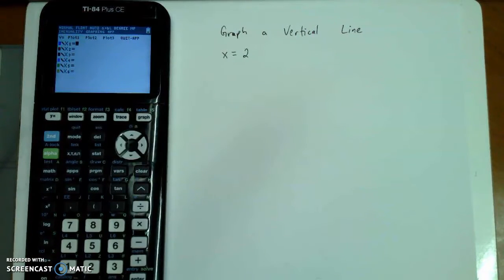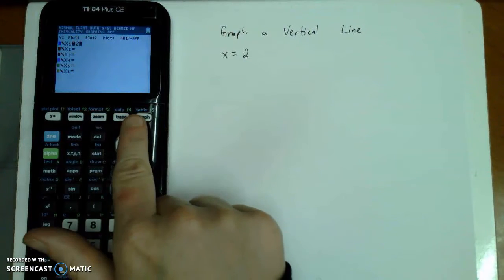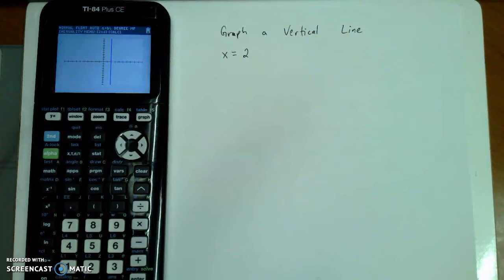This will now allow me to graph lines in the form x equals. So here, let's go ahead and hit 2. And then hit graph the way I normally would, and I can now see that I have a vertical line.